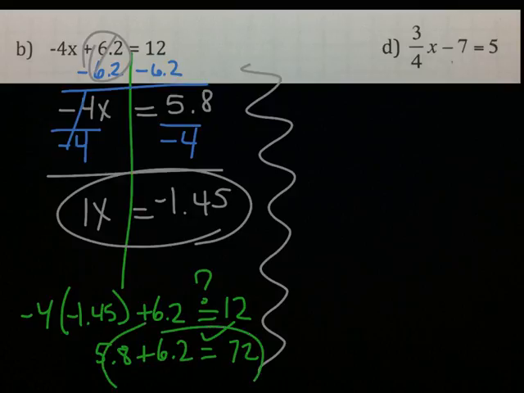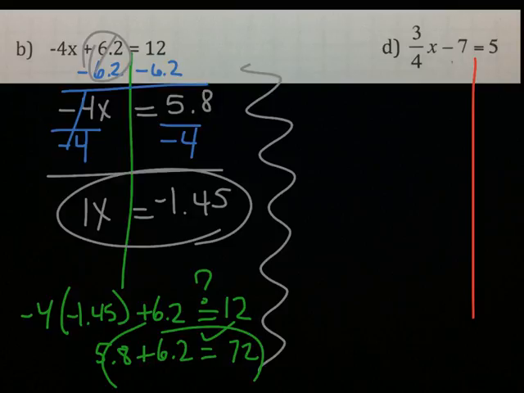Alright, next one. Now this one looks a little weird because there's a fraction in there, but a fraction is just a number, so it's all good. First thing I'm going to do is drop my line. Let's use red this time. And I don't need to simplify. There's no parentheses, there's no like terms on both sides, so then I'm just going to start solving.